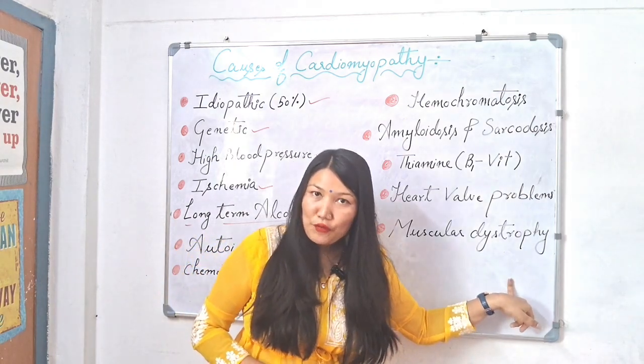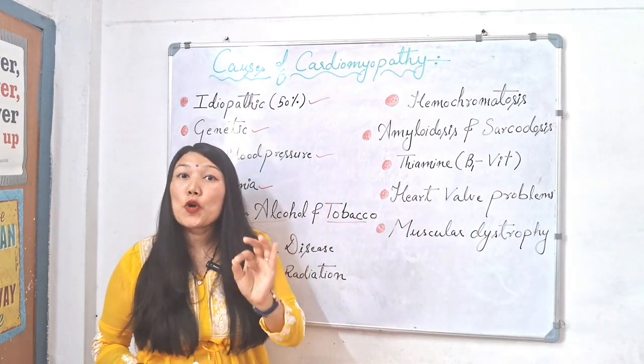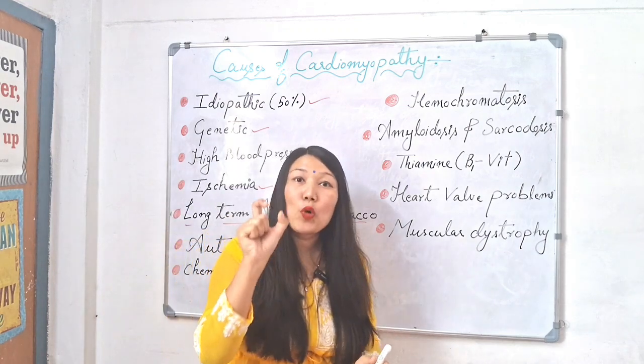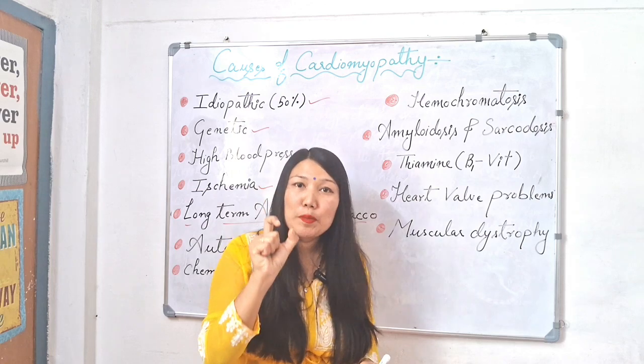Muscular dystrophy happens due to an autoimmune disease. So what happens? Our heart needs a protein called troponin or myosin protein.